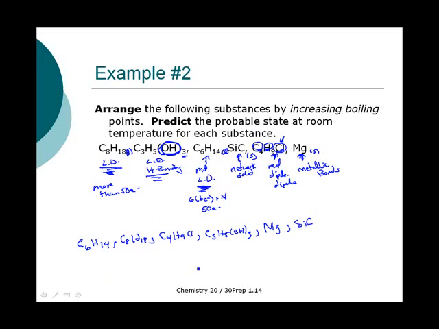And in terms of predicting states, we already know from our periodic table that magnesium is a solid at room temperature, which means silicon dioxide is a solid at room temperature. We know from our data chart that both of these substances are liquids. So we only have 2 substances left. And this is where we're going to use a little bit of guesswork. I'm going to predict that this one's a liquid.